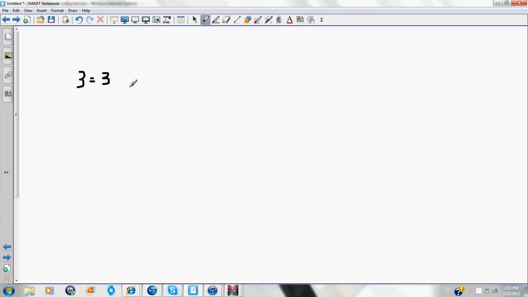Now, what if I add 1 to this side of the equation? Now I've got 3 is equal to 3 plus 1 is 4. Now, that's not true. 3 does not equal 4. So that did not work well. So let's erase this.